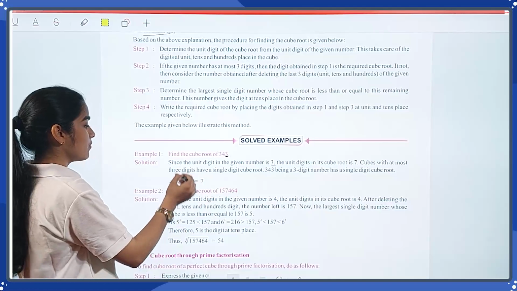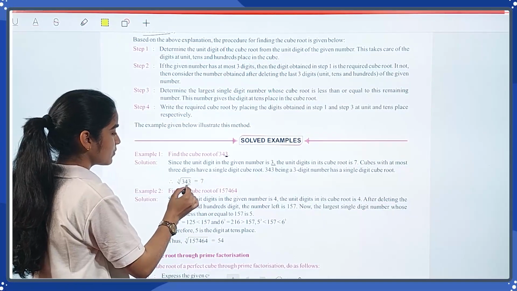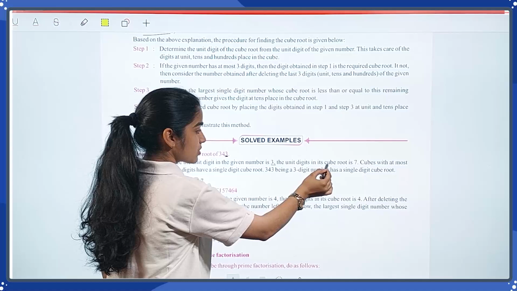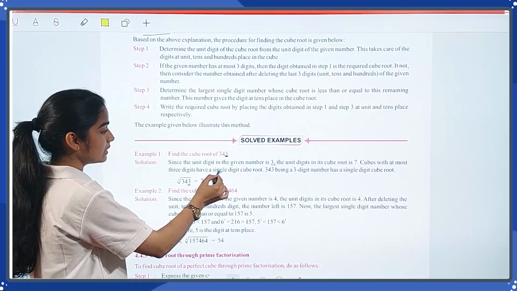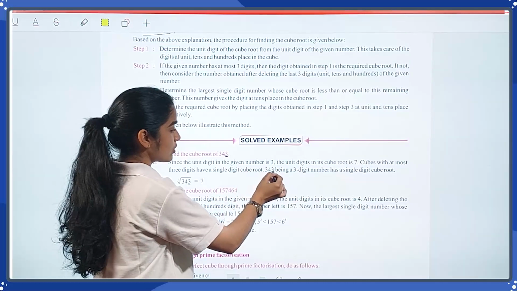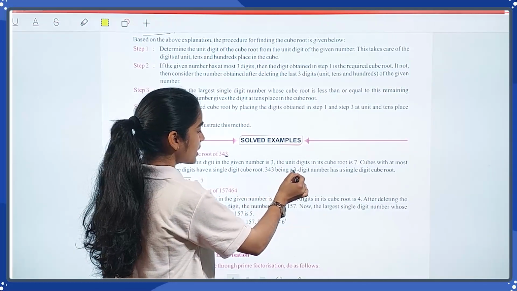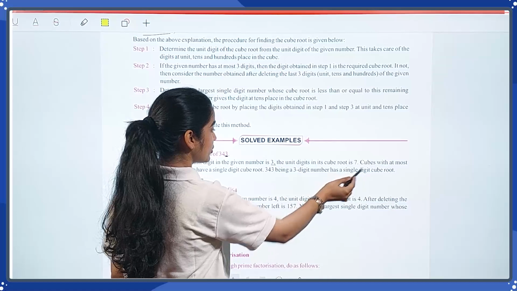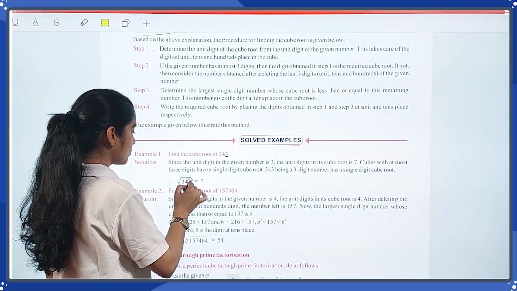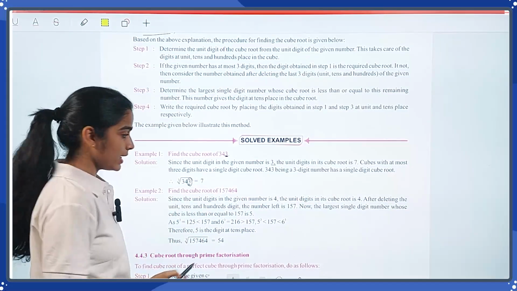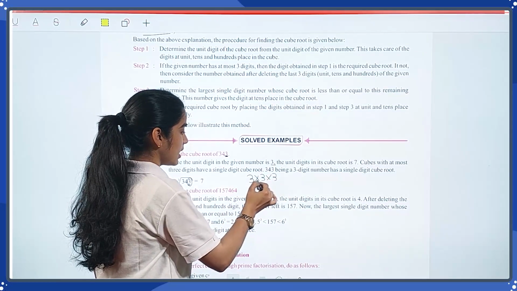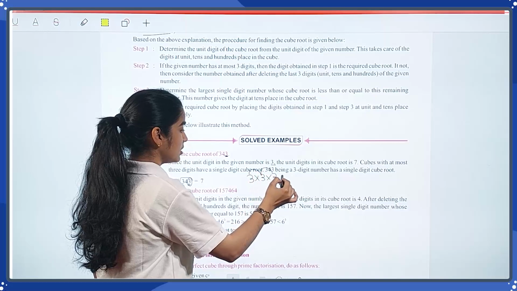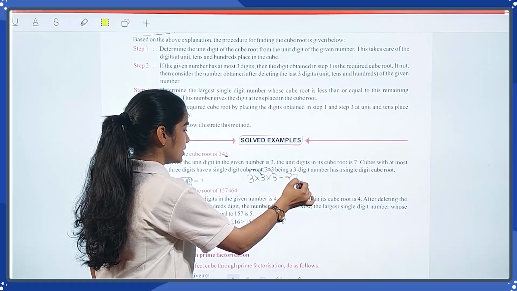So, what we do? First, we determine the unit place, which is 3. The unit digit in the cube root is 7. Cubes with at most 3 digits have a single digit cube root. 343 being a 3-digit number has a single digit cube root. The cube of 3 is 27, right? 3 multiplied by 3 multiplied by 3. 3 threes are 9, 9 threes are 27. So, the unit digit will be 7.